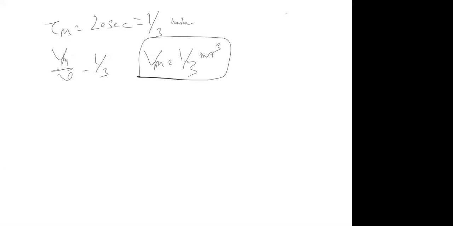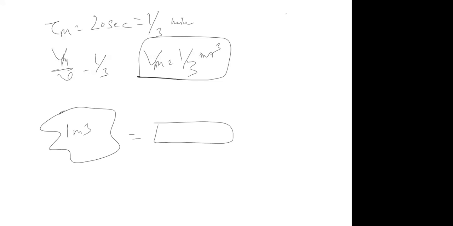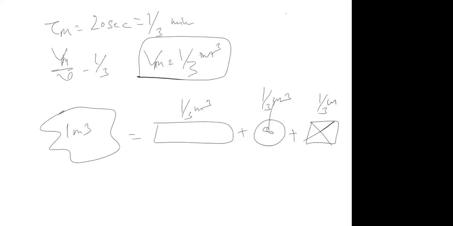One by 3 meter cube. Now this reaction vessel of 1 meter cube can be represented as a PFR of 1 by 3 meter cube followed by a CSTR of 1 by 3 meter cube. But you are accounting for only 66%. Then what happens to the rest of 1 by 3? It is nothing but, let's say, dead volume.